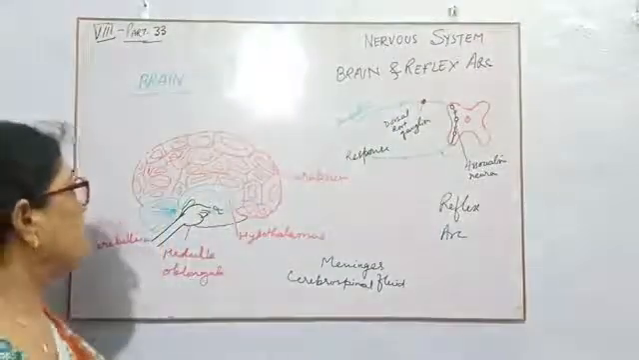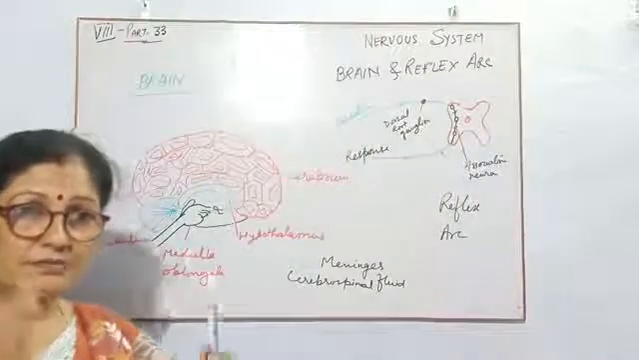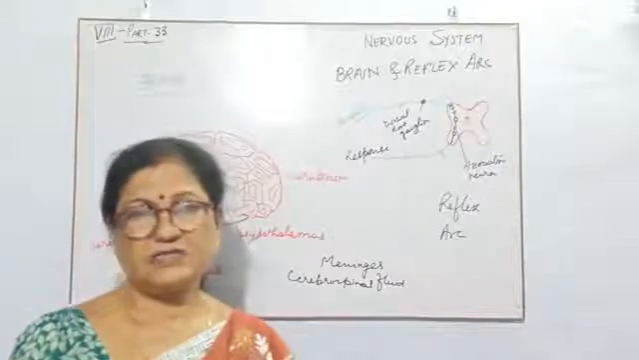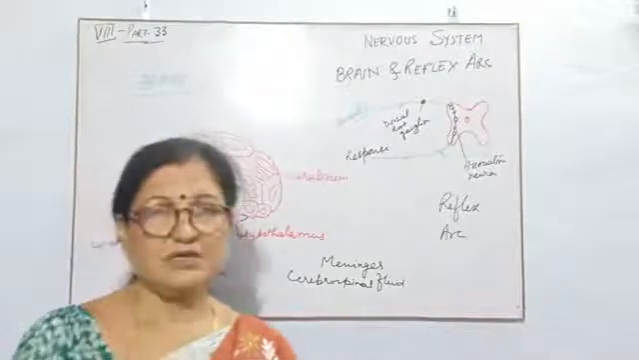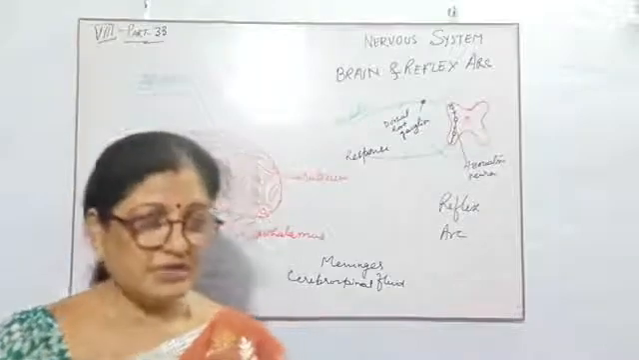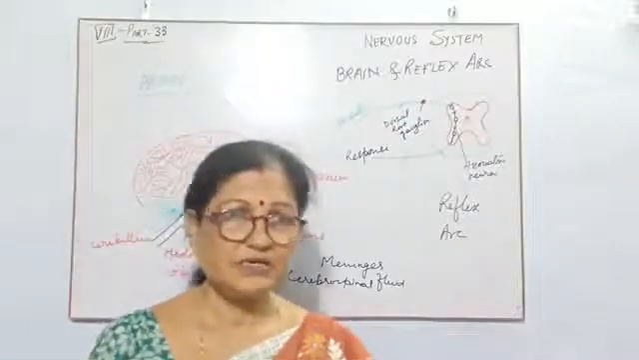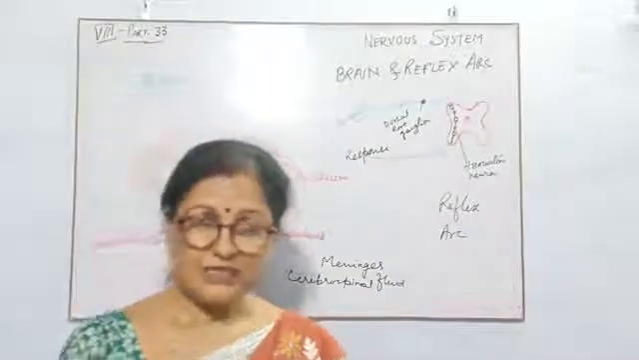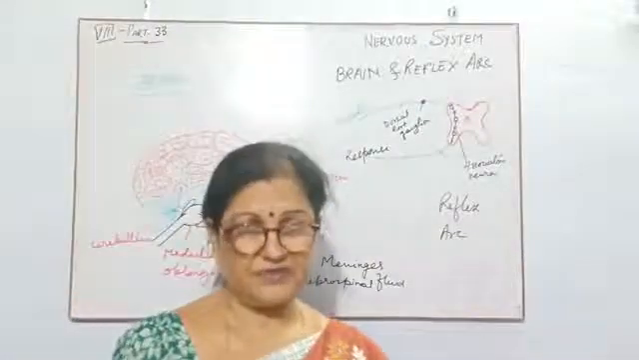So children, cerebrum is the largest part of our brain. It is divided into 2 hemispheres, right and left. The right part is called the right cerebral hemisphere, and the left part is the left cerebral hemisphere.